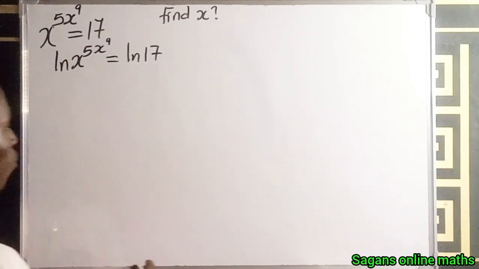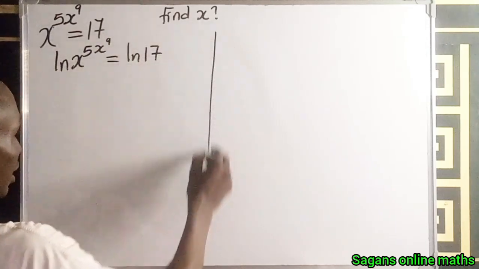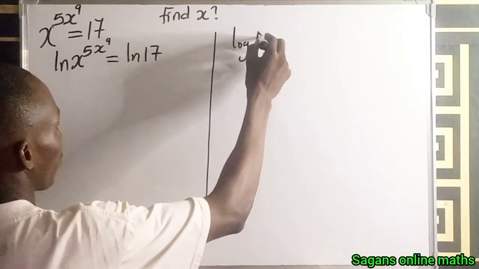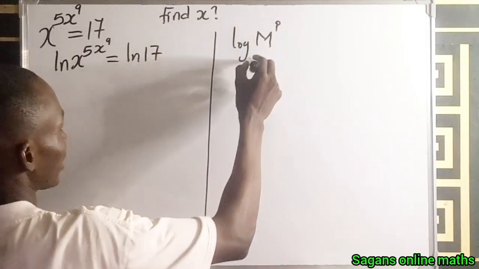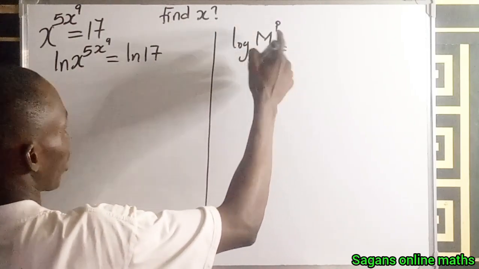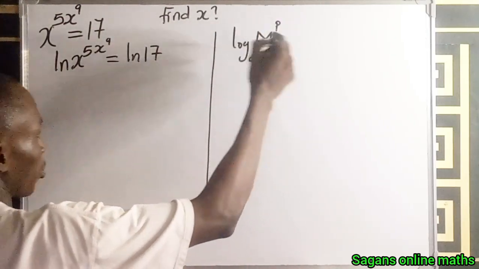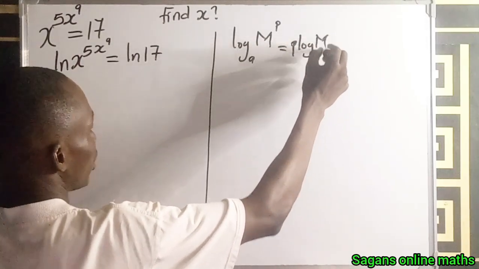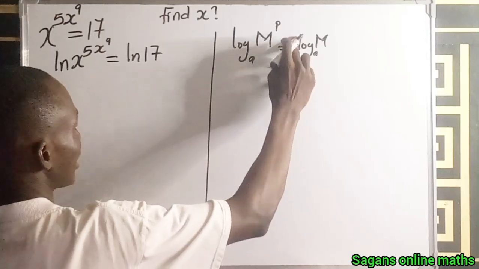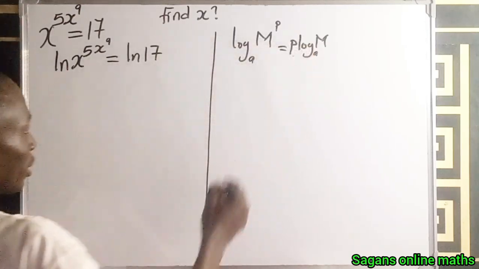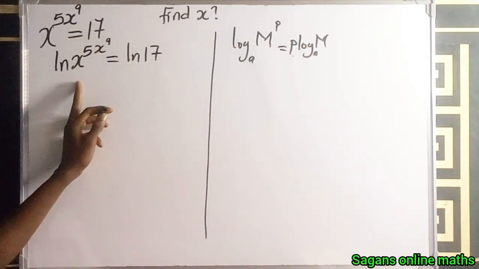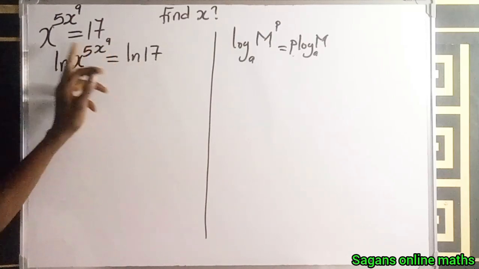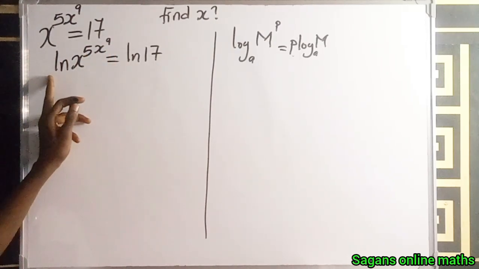Remember one of the properties of logarithm, which states that if you have log of m to the power of p base a, the power multiplies the log to become p multiplied by log m base a. This is one of the properties of logarithm, and it will help us here because the power here is 5 and x to the power of 9. So we can take it back to the natural logarithm, which is ln.